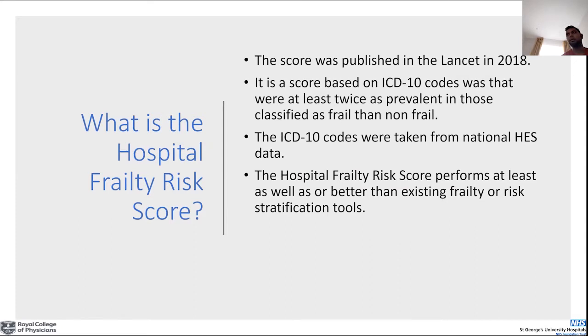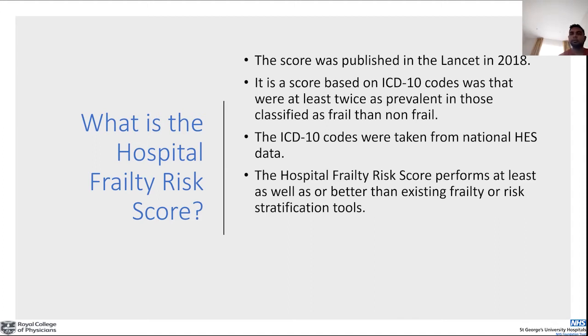However, one of the issues with these types of screening tools is that there isn't one that is universally used. It's not used in hospital information systems routinely. And so it can be quite difficult to get the population overview of frailty. And so some of the work that I've been doing with NHS England has been using something called the Hospital Frailty Risk Score. There are multiple population level tools out there. This one was published in The Lancet in 2018.